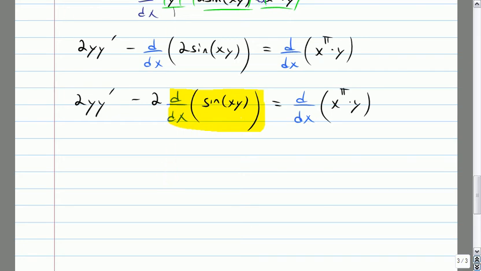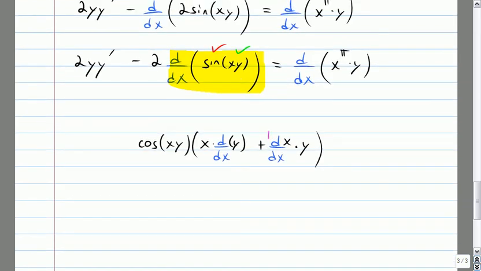So let's see, you've got a couple things going on. You definitely have an outer function of sine. The derivative of sine is cosine. So what gets plugged into the cosine function? xy. Okay, then you have an inner function of x times y. Well, that's a product rule. So that's going to be x times d dx of y plus d dx of x times what? Y.